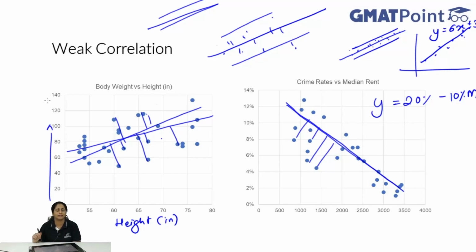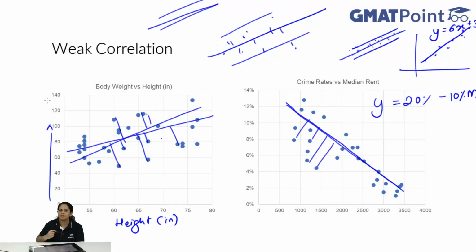Can you say that the median rent is responsible for lower crime rates? No. Even if this was a strong correlation, you can't say that median rent is the cause of lower crime rates, because there might be a third cause which might explain both of these factors. If a neighborhood is safer, it would have higher median rent and a lower crime rate. There might be neighborhoods where people with higher income stay, so they would pay more rent and have less likelihood of encountering crime.